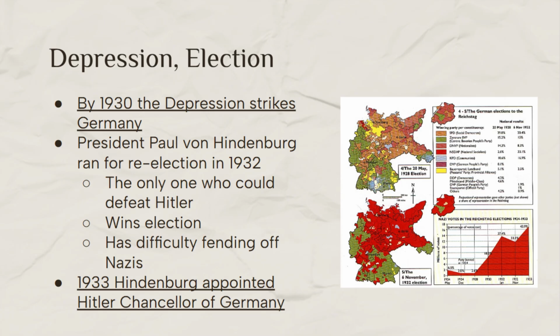At this point, Hitler's out of prison. It's about 1930, and the Great Depression is in full swing. The money from America with the Dawes Plan has officially dried up, and now it's time for a power exchange.